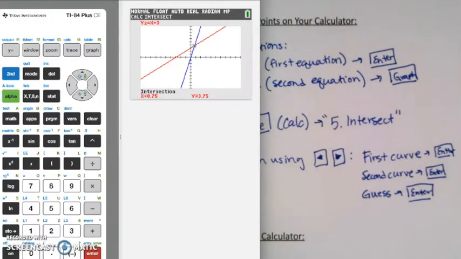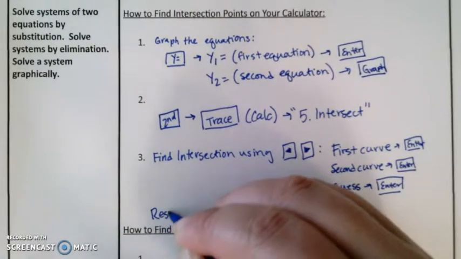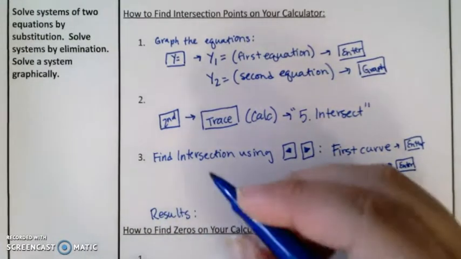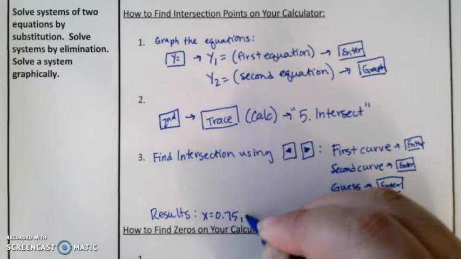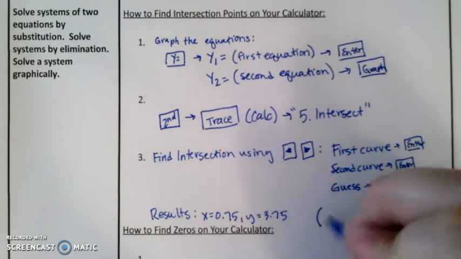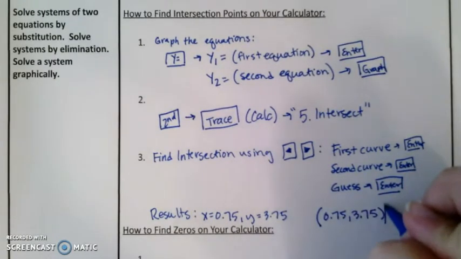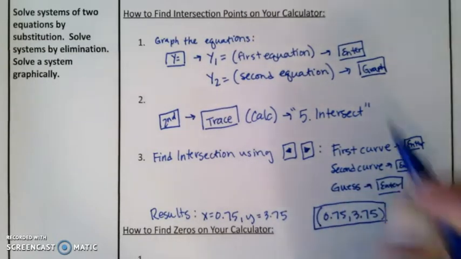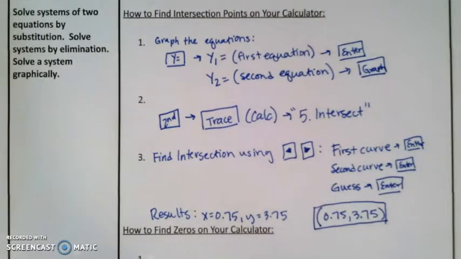So, minimize my calculator. The results are x equals 0.75 and y equals 3.75. So we get the point 0.75 comma 3.75 would be the answer. So this is an example of the results that you could get.